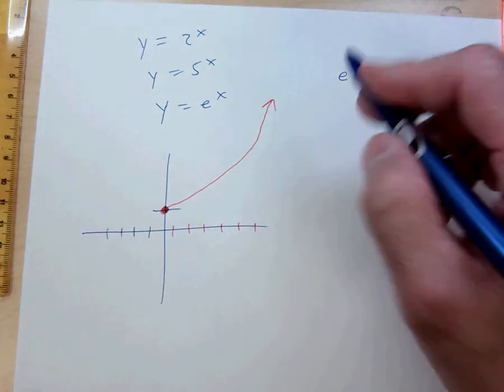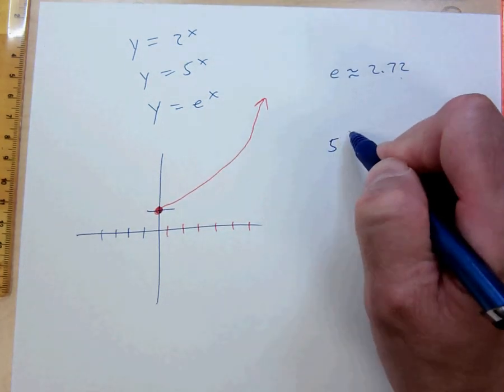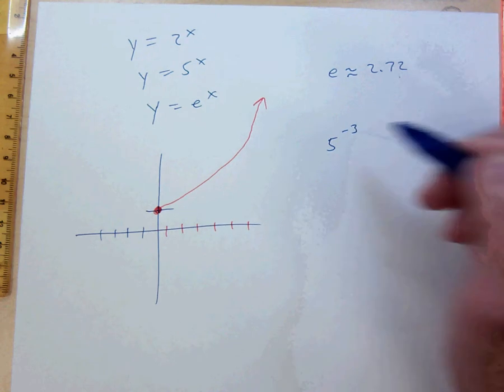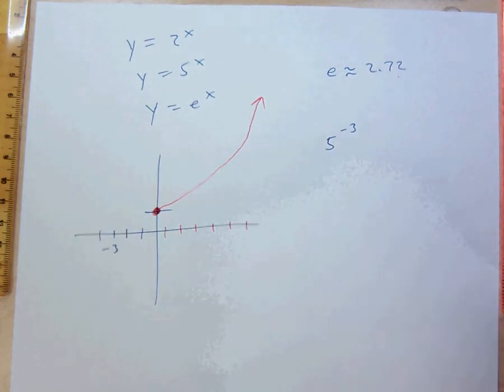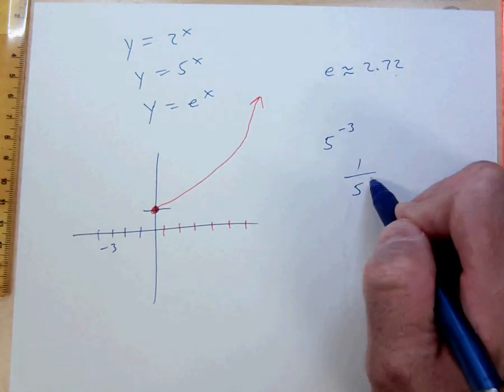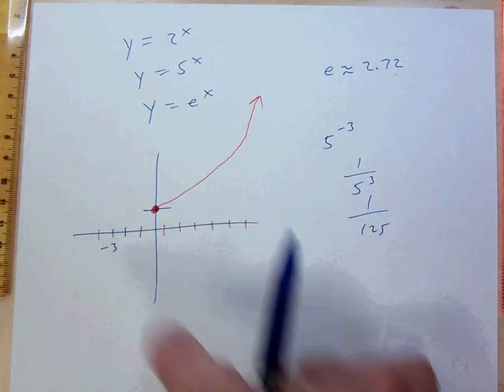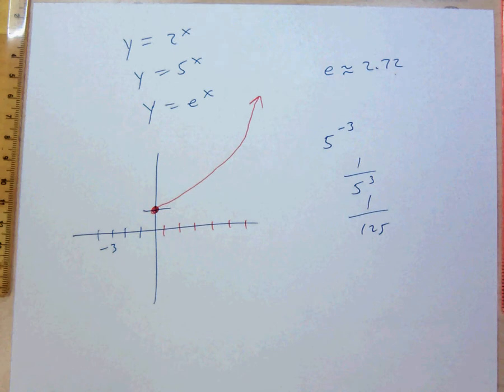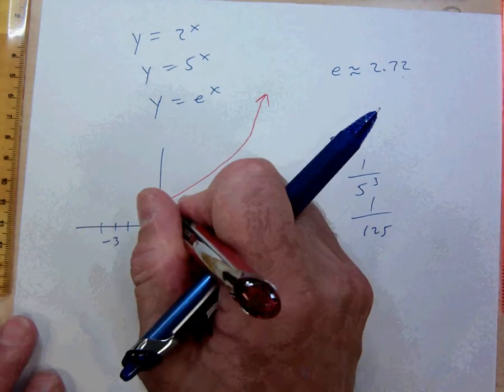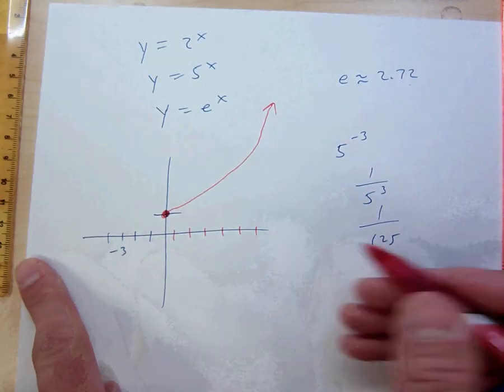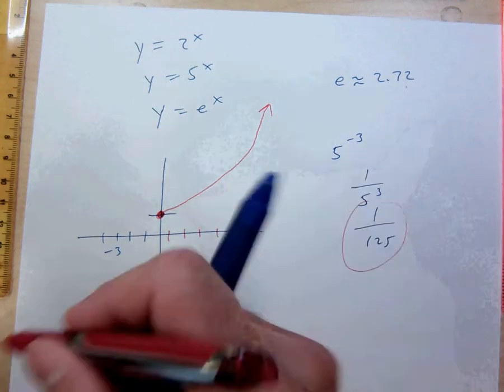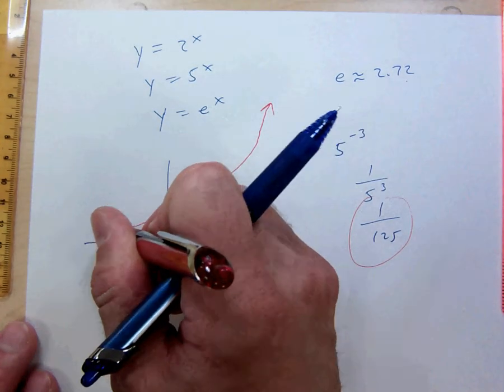Now what happens when I put negative values in here for x? For example, if I put 5 to the negative 3 power, if I plug in a negative 3, that becomes 1 over 5 cubed, which is 1 over what? 125. So what happens as I go to the left? The y values get smaller, and they go like this, right? The more negative I make it, the smaller these values are going to get. And so it's going to keep falling and falling and falling that way.